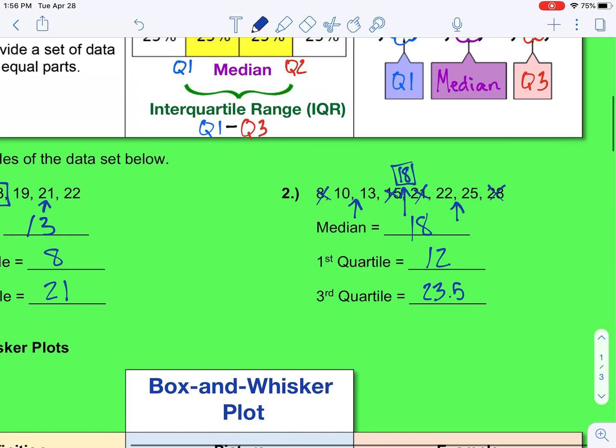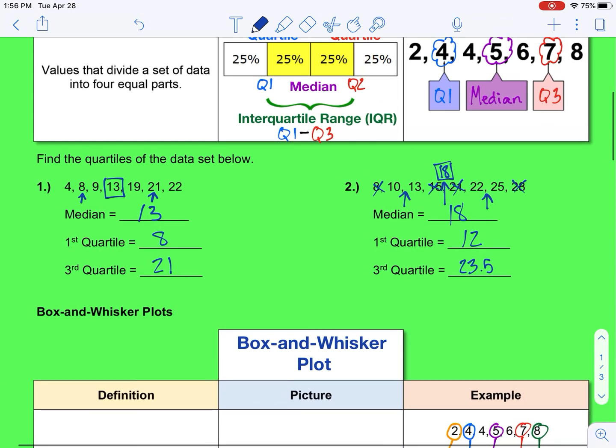Okay. I hope that makes sense, how to find the first quartile and third quartile. If you have any questions, let me know. I can explain it to you pretty easy.